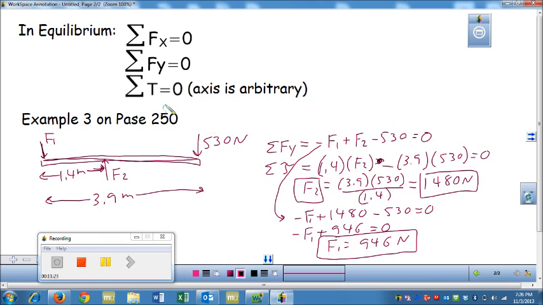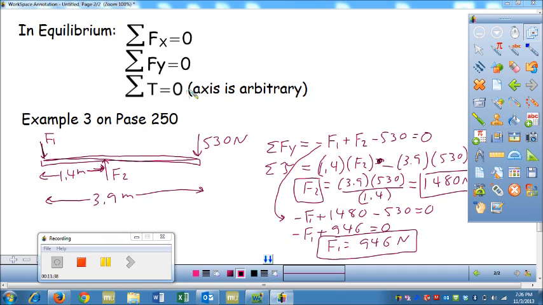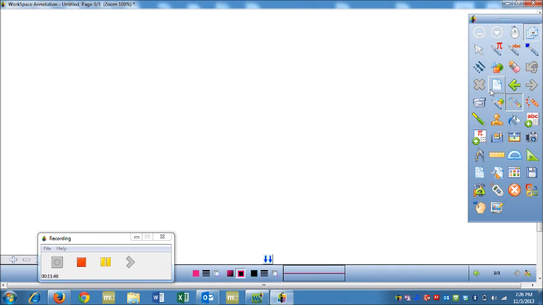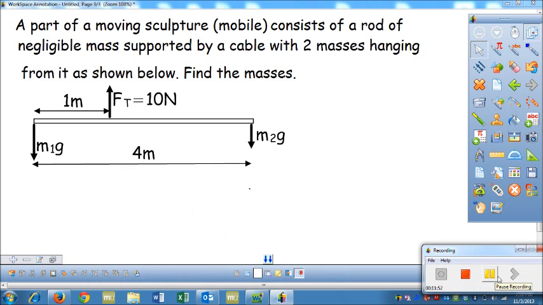So we have this new tool. The sum of the torques around whatever axis we choose has to equal 0, and we can use that to solve problems where it's not enough just to know the sum of the forces. We can also take into account the fact that the object is not rotating. Okay, so I'm going to give you a problem to try. Let me just pause and I'll write it out.